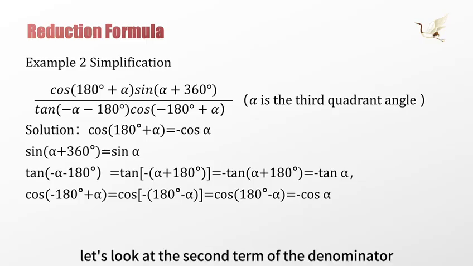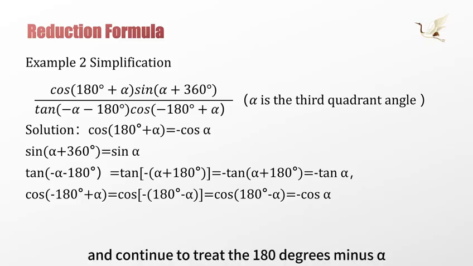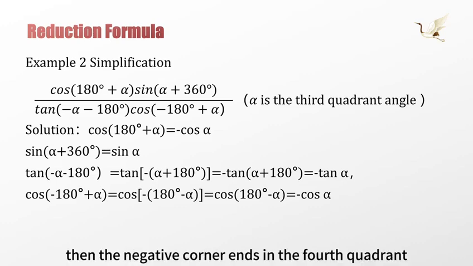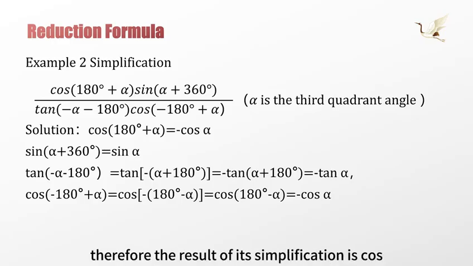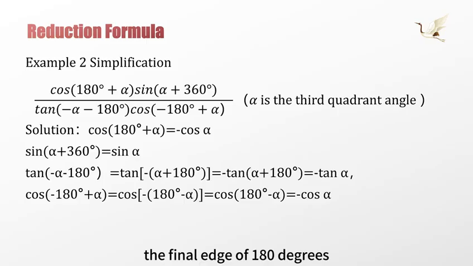Let's look at the second term of the denominator. Cosine minus 180 degrees plus alpha. The negative sign still appears in this angle, so let's first mention the negative sign and continue to treat the 180 degrees minus alpha in brackets as a whole. Then the negative angle ends in the fourth quadrant, and the cosine value is positive. Therefore, the result of its simplification is cosine 180 degrees minus alpha. Let's take the alpha in this formula as an acute angle. The terminal edge of 180 degrees minus alpha is in the second quadrant, and the cosine value is negative. Its simplification result is negative cosine alpha.